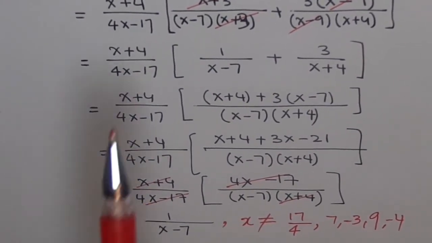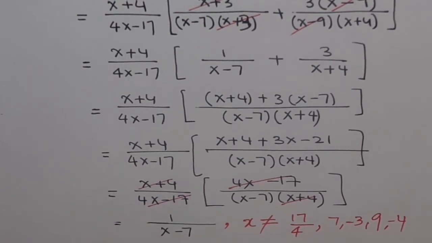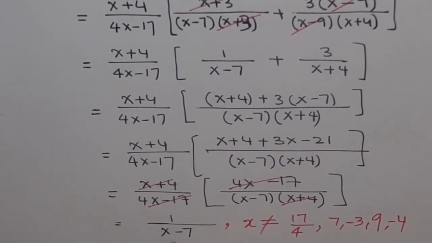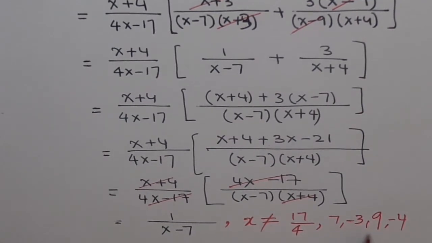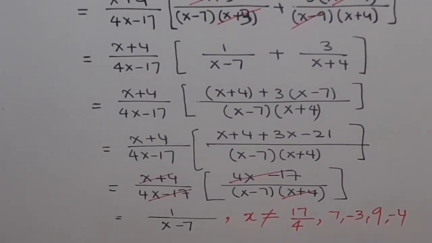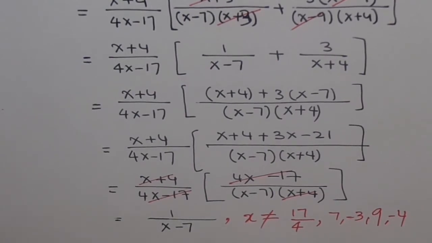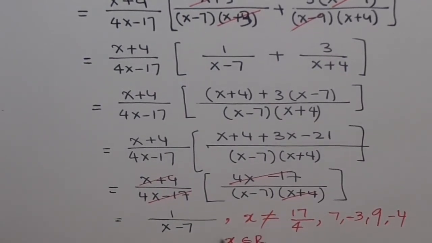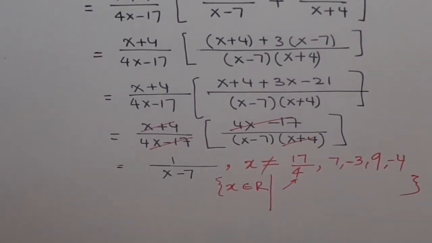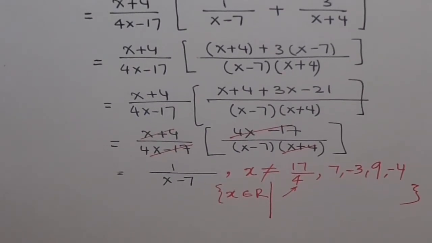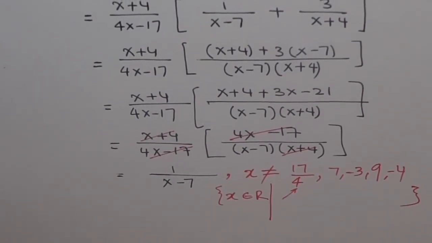Now we say that the given rational function can be simplified as 1 over x minus 7, where x is not equal to 17 over 4, 7, minus 3, 9 and minus 4. So these are the restrictions. So x belongs to all real numbers except these, such that x is not equal to these numbers. Do you get my point? So this is how we need to do multiple operations on a rational function. I hope you understand the concept. Okay? Thank you.